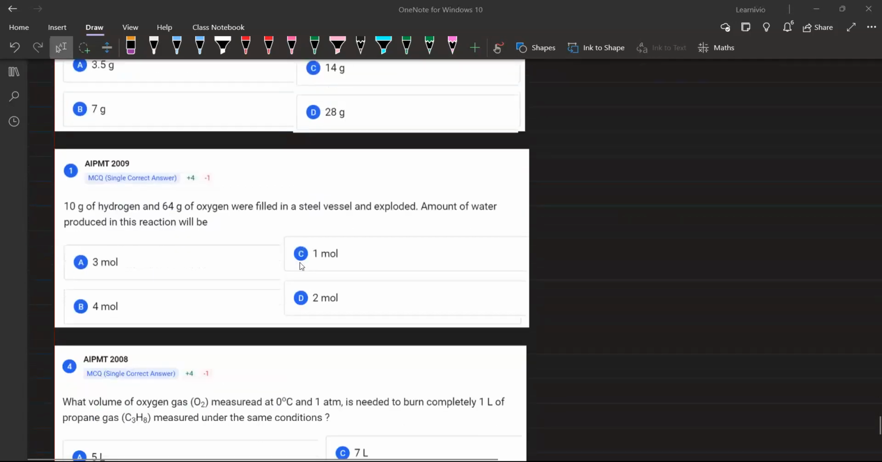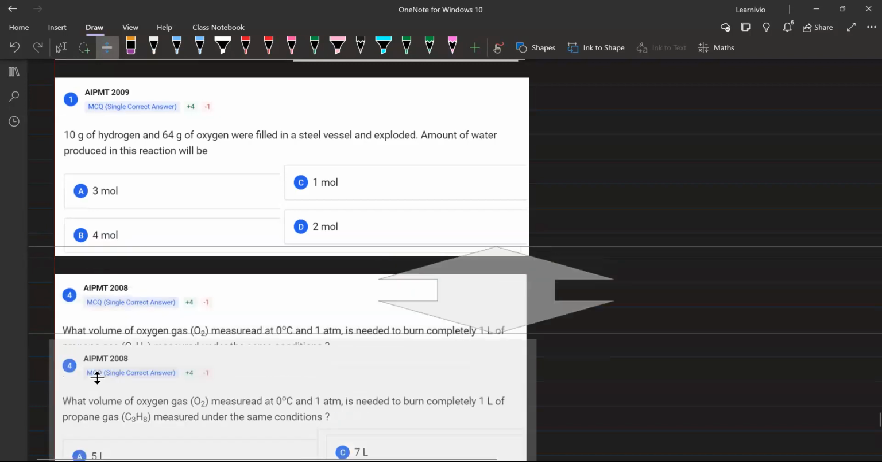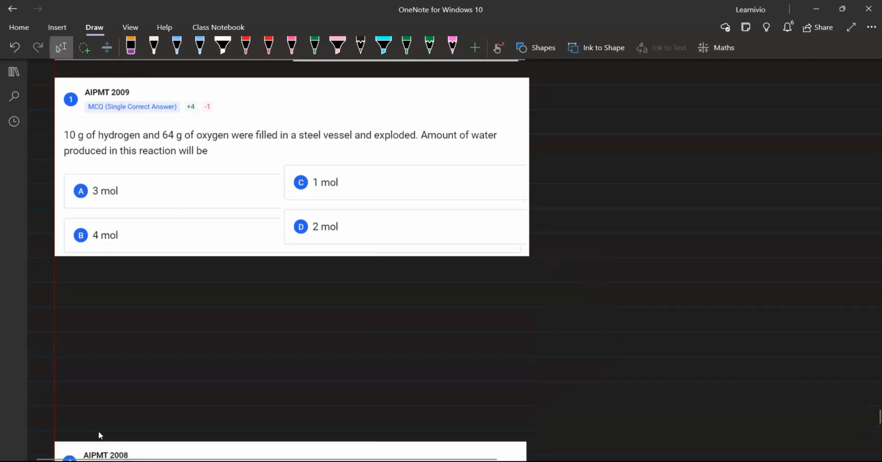The same question, try this. 10 grams of hydrogen and 64 grams of oxygen were filled in a steel vessel and exploded. That means they were heated up. So when you have H2 and O2, obviously water is going to be formed. What is the amount of water formed? Write the chemical reaction, balance it, determine the limiting reagent by calculating MCR for hydrogen and MCR for oxygen. Once you're done with that, you will do MCR of limiting reagent is equal to MCR of the product, and you will get the moles of water.